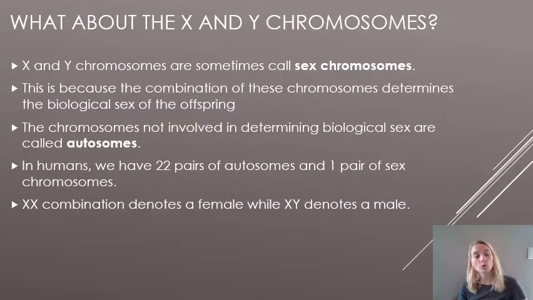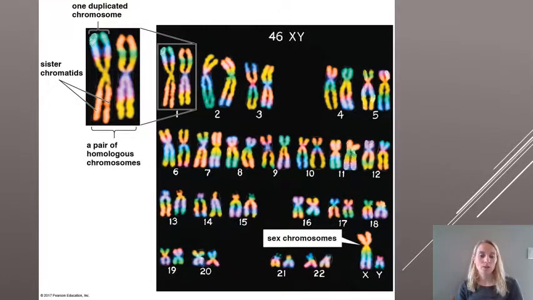All the others, 1 through 22, are what we call autosomes. They don't have femaleness or maleness traits or genes associated with them. Those are primarily found on the X and the Y chromosomes. Okay. All right, so again, here's that karyotype showing the X and the Y chromosome. So this is a karyotype of a male because there's an X and a Y chromosome.